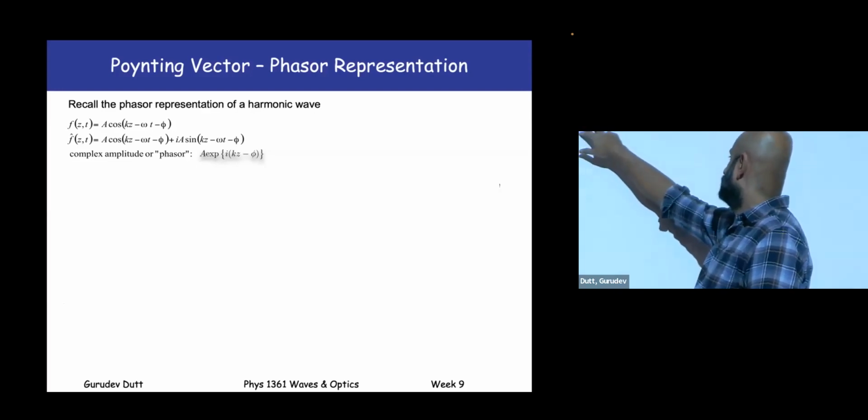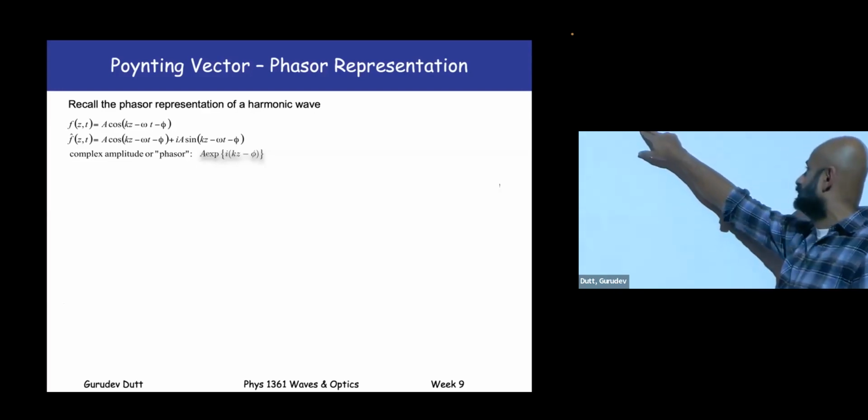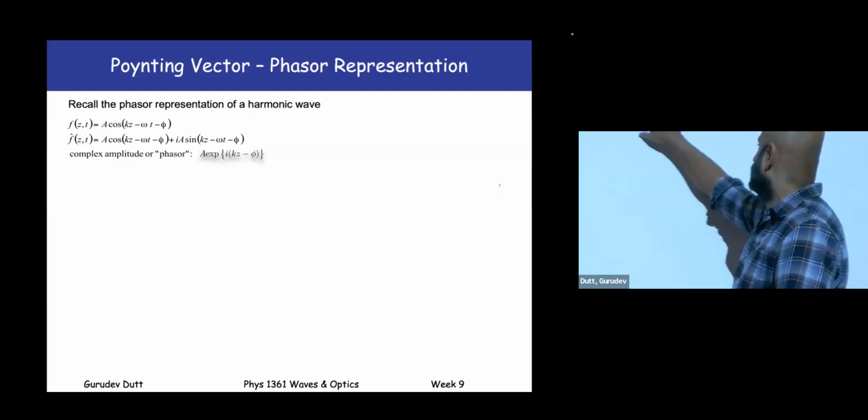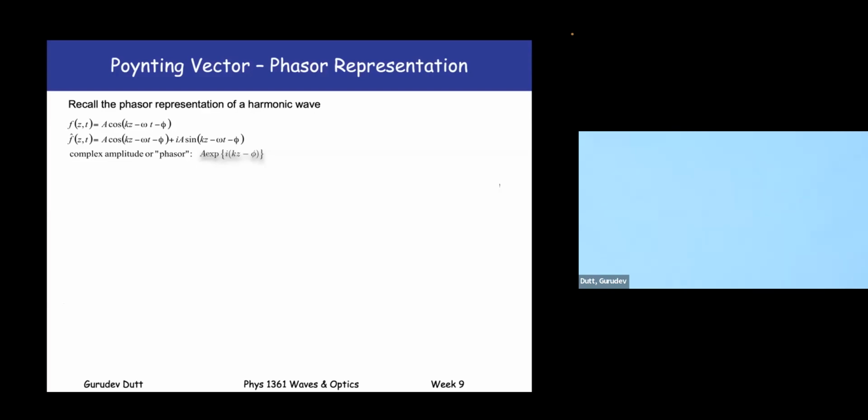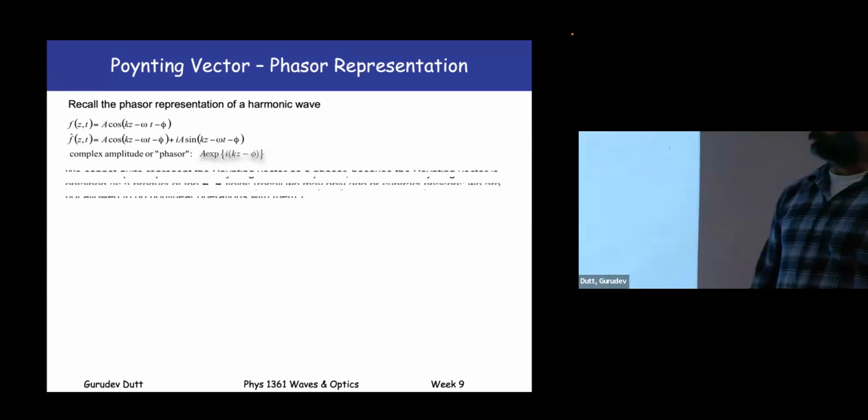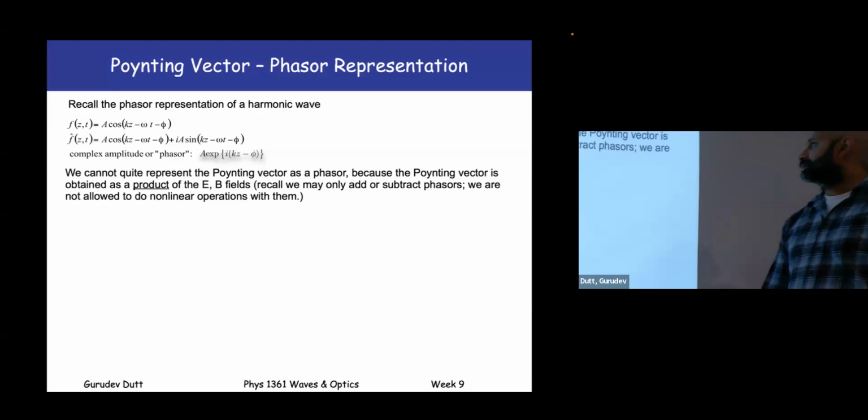I've taken out the time dependence for a second, and so just the amplitude part would be a e^{i(kz − φ)} times e^{−iωt}.